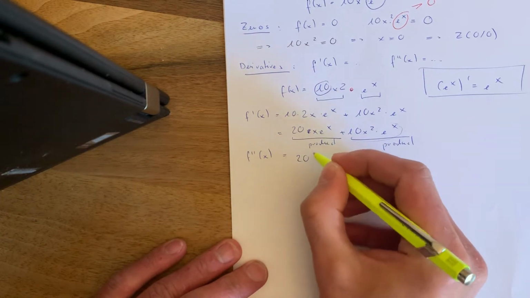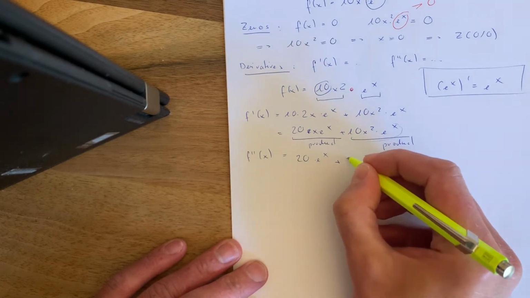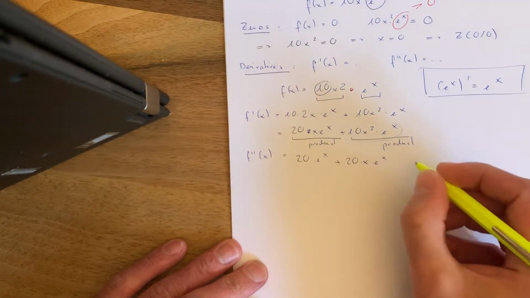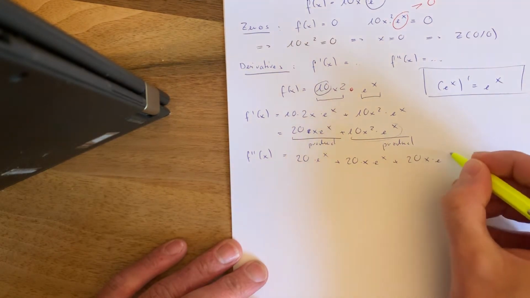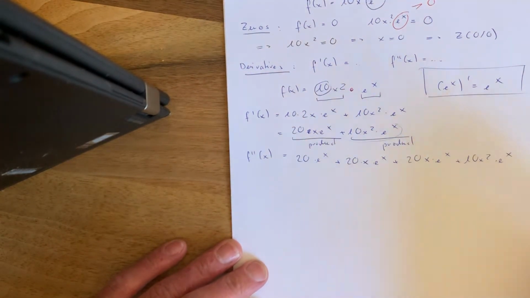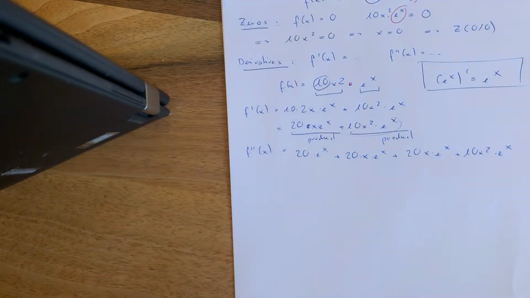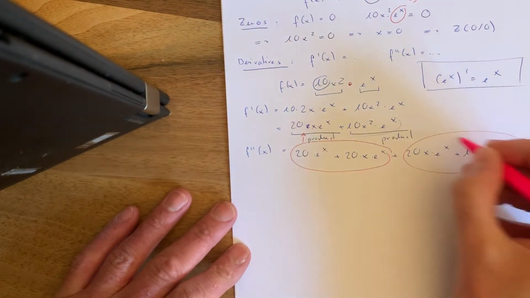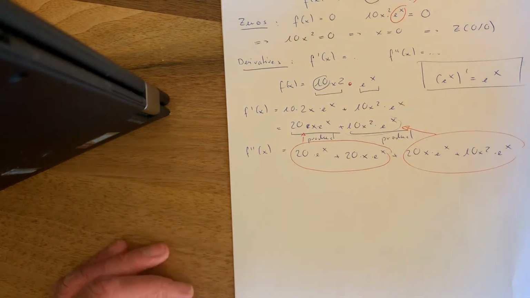That's 20 times e to the power of x plus 20 times x times the derivative of the second part, which is e to the power of x, plus the derivative of this part, which is 20 times x times the second part, plus the first part times the derivative of the second part, which is just e to the power of x. So I know this can be a bit confusing, but look, here, this is the derivative of this, and this here is the derivative of this. Just applying the product rule twice, okay?